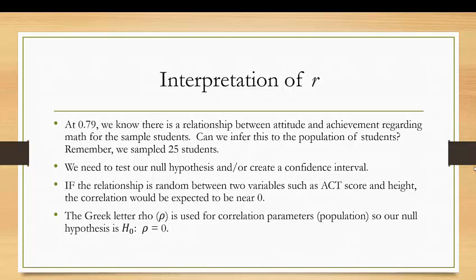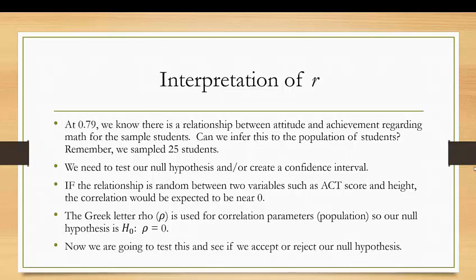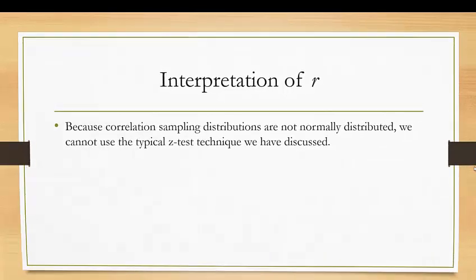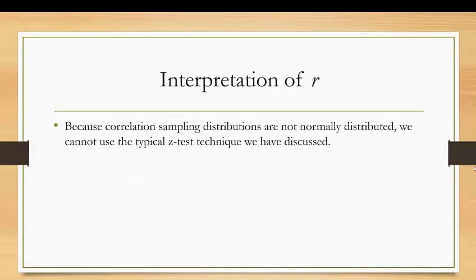There is no relationship. Our alternative hypothesis, in the case of our math students, would be that students with a better attitude toward math will achieve higher math scores. Okay, so we're going to test our null hypothesis to see if we need to reject it and accept our alternative hypothesis that there is a correlation there. So now we're going to test to see if we can reject or accept our null hypothesis that rho equals 0. Because correlation sampling distributions are not normally distributed, we cannot use a typical z-test.